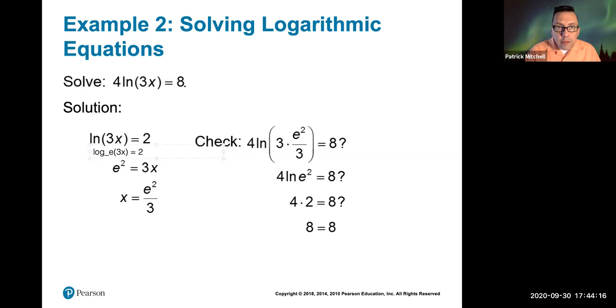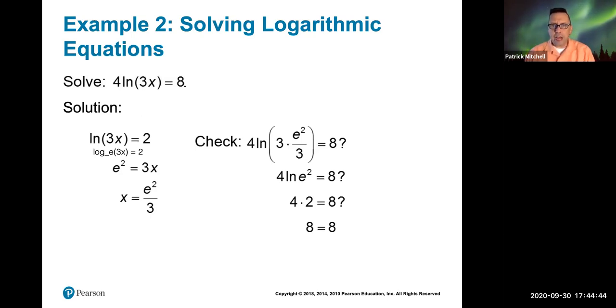Bear with me for 1 second while I find my mouse. There we go. Okay, so the base is e. What is a logarithm? A logarithm is an exponent. This logarithm is 2. So the exponent is 2. So in exponential form, this equation is e squared equals 3x. Divide both sides by 3, you get x equals e squared over 3.